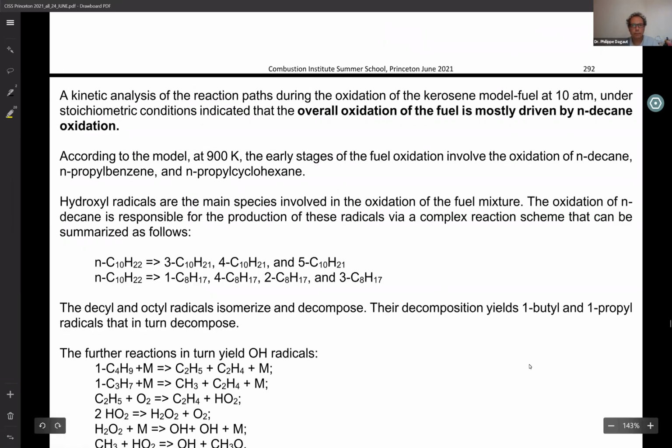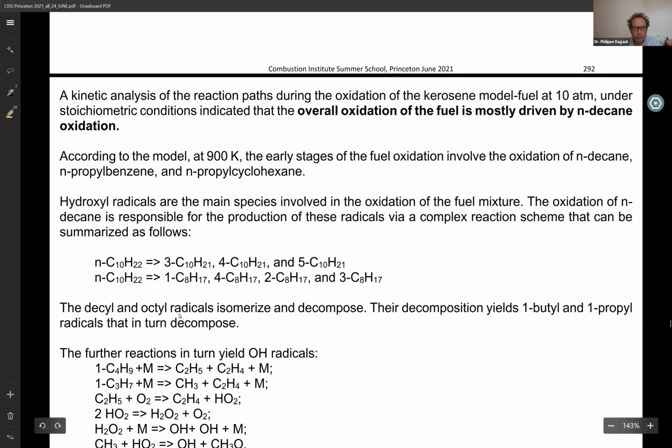So let's analyze the reaction pathways. What we could figure out through kinetic analysis is that for the kerosene model fuel at stoichiometric conditions, its overall oxidation is mostly driven by that of the most reactive component, which is normal decane. And hydroxyl radicals are the main species involved in the oxidation of the fuel mixture. The oxidation of normal decane is responsible for the production of these radicals via a complex reaction scheme that can be summarized like this. So by initial oxidation, normal decane will produce these radicals.